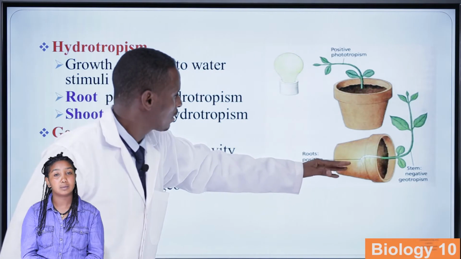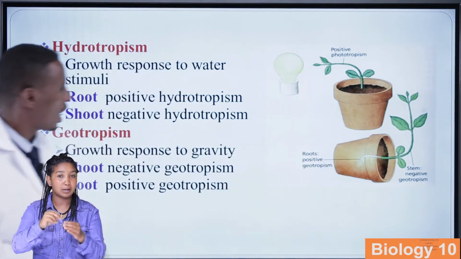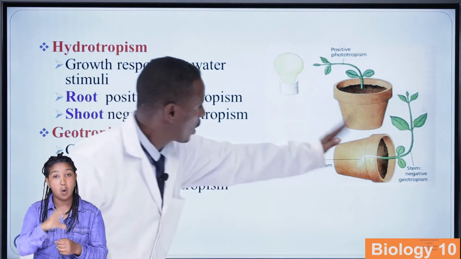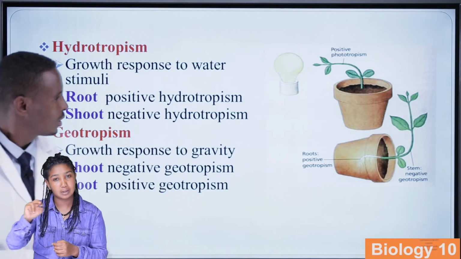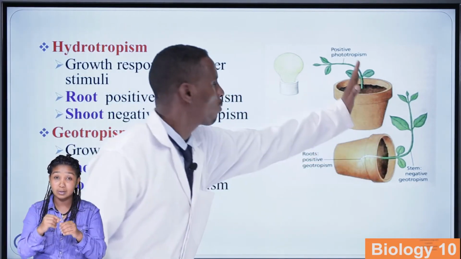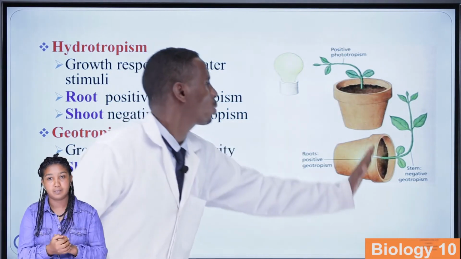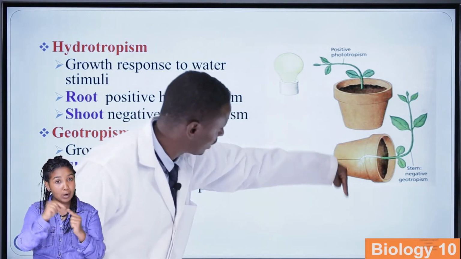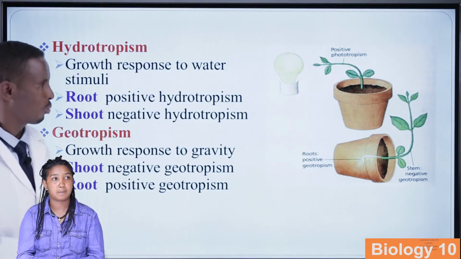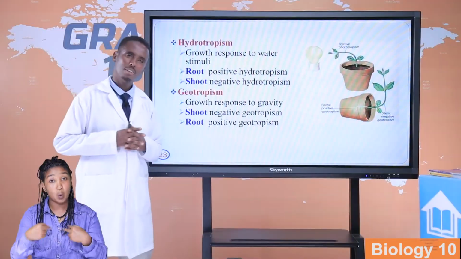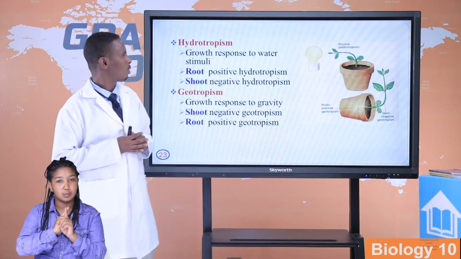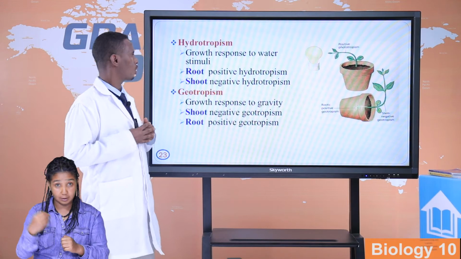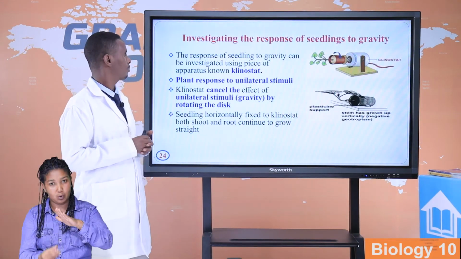When the plant falls down, as we have said, the shoot always grows away from gravity. The shoot grows away from gravity. That means negative geotropism. The root grows toward gravity. That's positive geotropism. So we have seen tropism, the directional response of plants toward the stimuli and away from the stimuli. We have seen phototropism, hydrotropism, and geotropism.